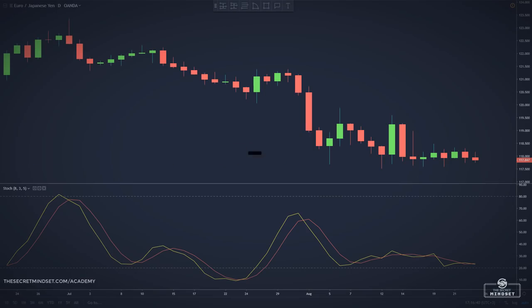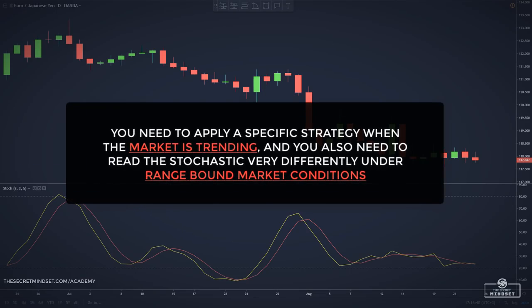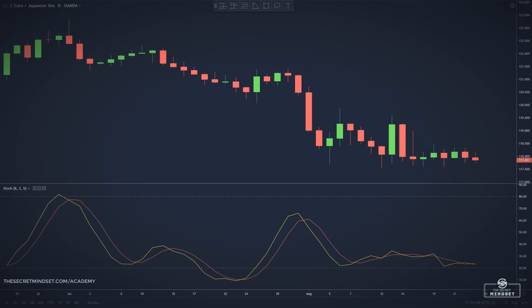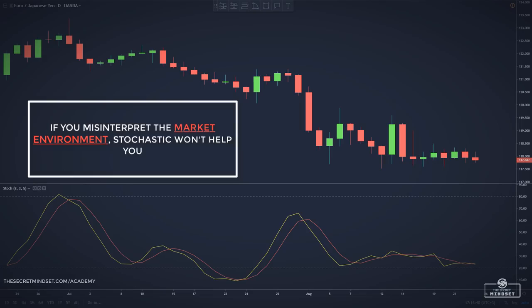Most traders get confused about how to correctly read the stochastic oscillator signals under varying market conditions. You see, you need to apply a specific type of stochastic trading strategy when the market is trending, but you need to read the stochastic indicator very differently under range-bound market conditions. If you misinterpret the market environment, the same stochastic oscillator value can translate into a very different signal.